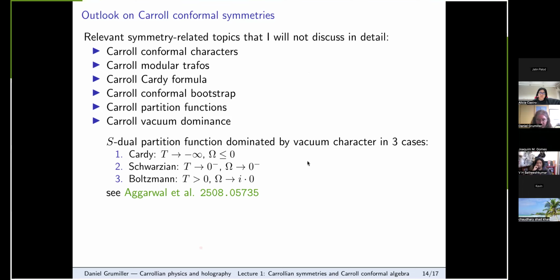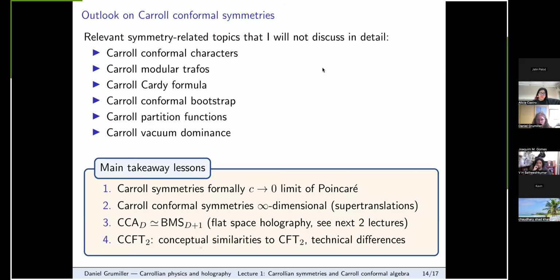I'll not dwell further on this, but just wrap up. So what are the main takeaway lessons from my first lecture? If you only want to remember slogans, here are the 4 slogans that I suggest you remember. The first one is that the Carroll symmetries are formally the c to 0 limit of Poincaré. That's just a fact. Second, the Carroll conformal symmetries are infinite dimensional because of the appearance of supertranslations. That's also just a fact. The third one is that the Carroll conformal algebra in D dimensions is isomorphic to the BMS algebra in D+1 dimensions.